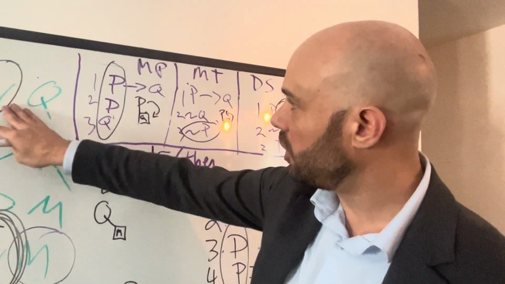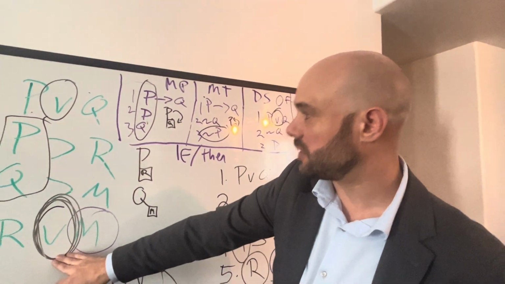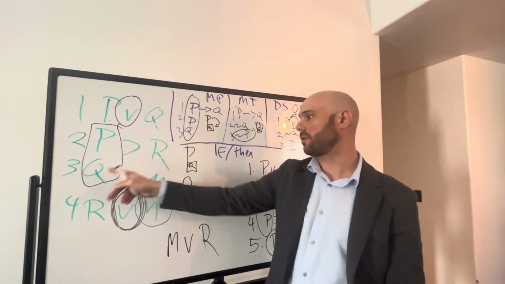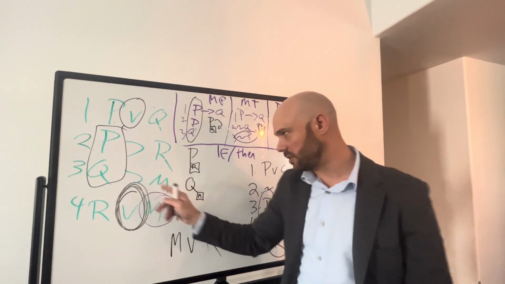So you started with the disjunctive, you end with the disjunctive, and the reason why is because these are hypothetical. These are if-then claims. We don't know.